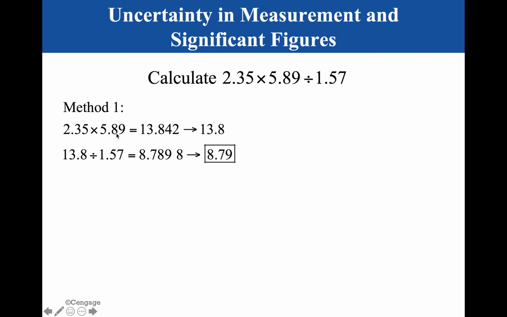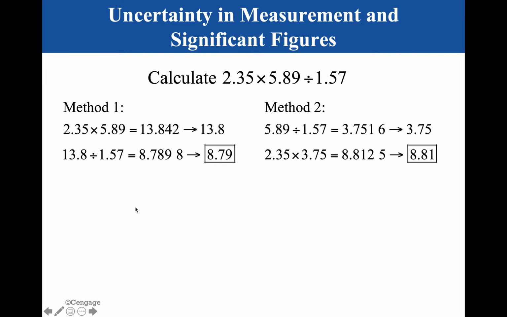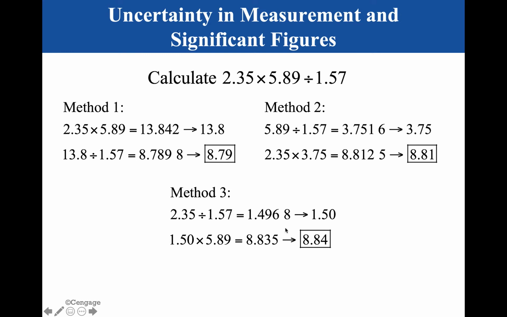If I multiply the top two, I get this. And then if I round to 3 sig figs, and then I divide, I'm going to get 8.79. But if I do it in a different order, if I divide this by this first, I get 3.75 when I'm going to the number of sig figs I've got. And then when I multiply it by 2.35, I get 8.81. And then in the third method, I do it in a different order, and I get a different final value. So based on the 3 methods, you can see there's an uncertainty even in just doing the calculations. And I might say this is 8.81 plus or minus 0.03.